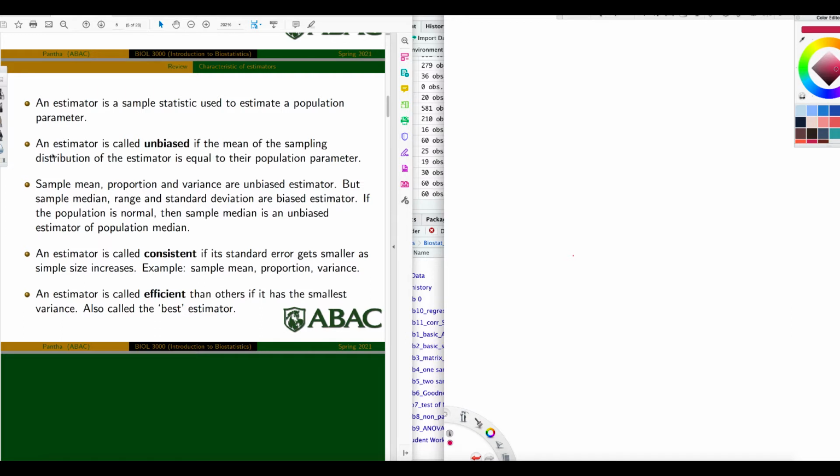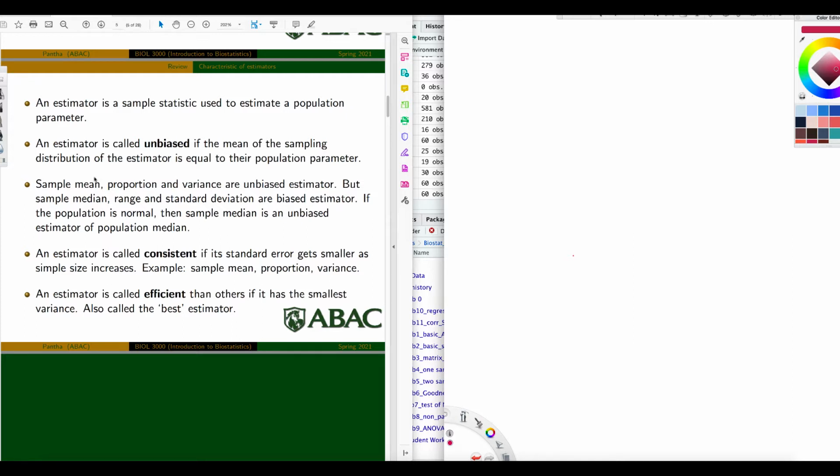Now an estimator is called unbiased if the mean of the sampling distribution of the estimator is equal to the population parameter. So what do you mean by unbiased estimator? Meaning that if you find the mean of the sampling distribution, you know what the sampling distribution means, and if that mean is equal to the population parameter, then that estimator is called an unbiased estimator.